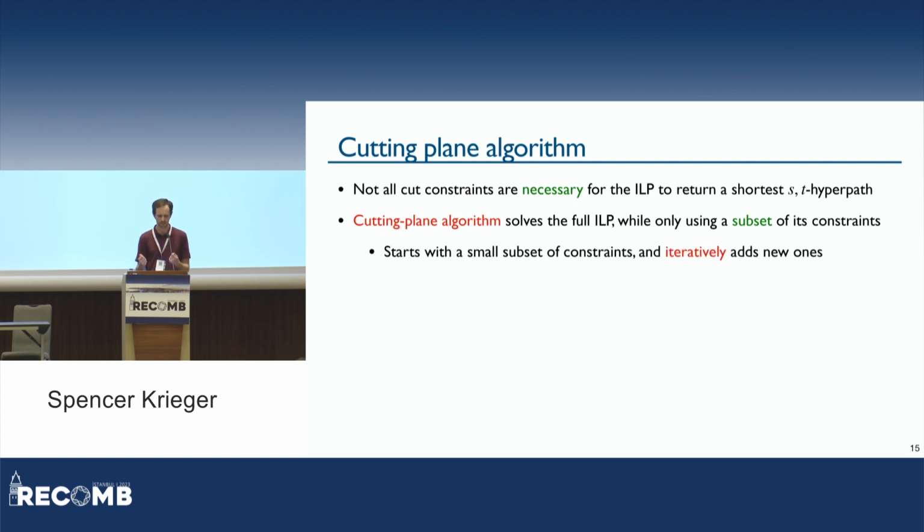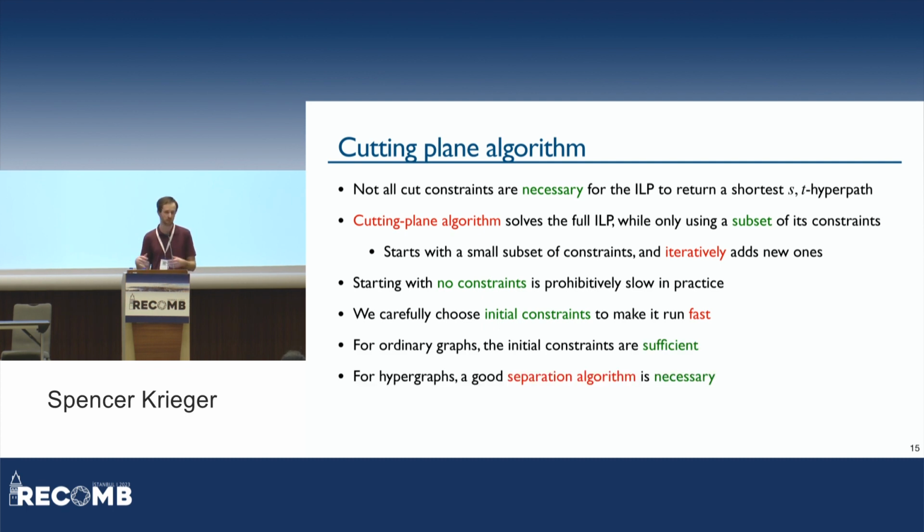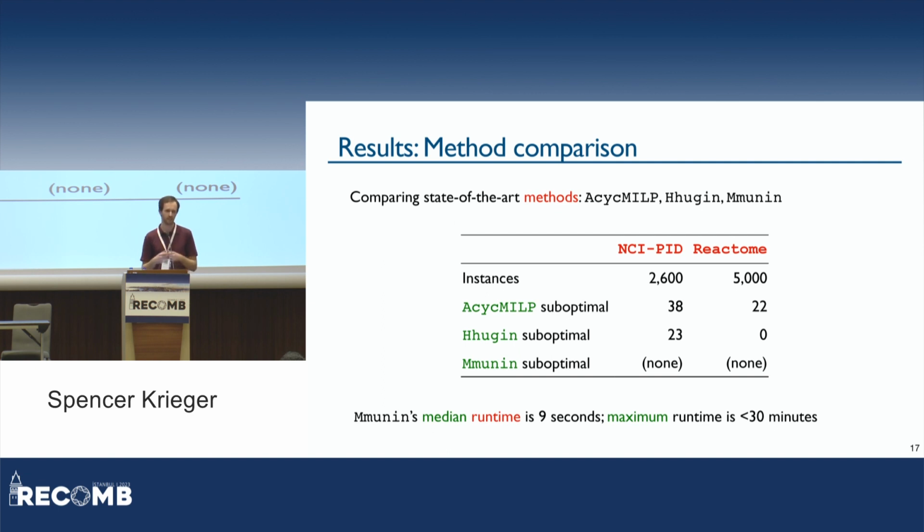Acyclic MILP is actually suboptimal on many of the instances from these two databases, since for these instances, they only have cyclic hyperpaths. So these are instances where it returns no hyperpath even though one exists. Huygen is heuristic, but it's surprisingly accurate. There's only a small number of instances where it's suboptimal. And then Munin, since it's an exact algorithm, is obviously suboptimal on none of these instances.